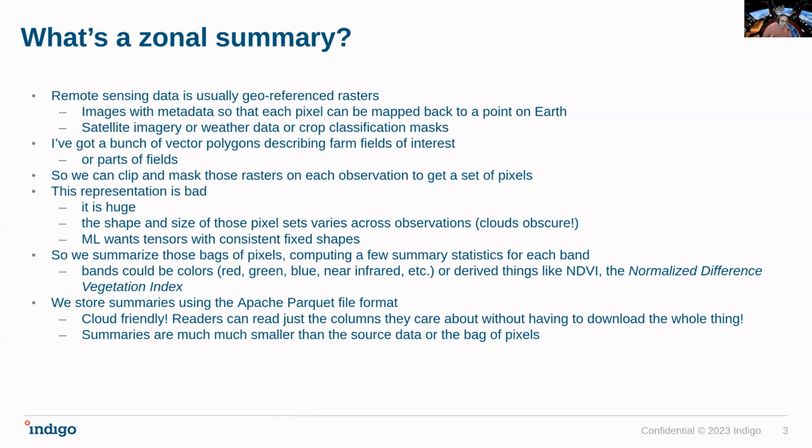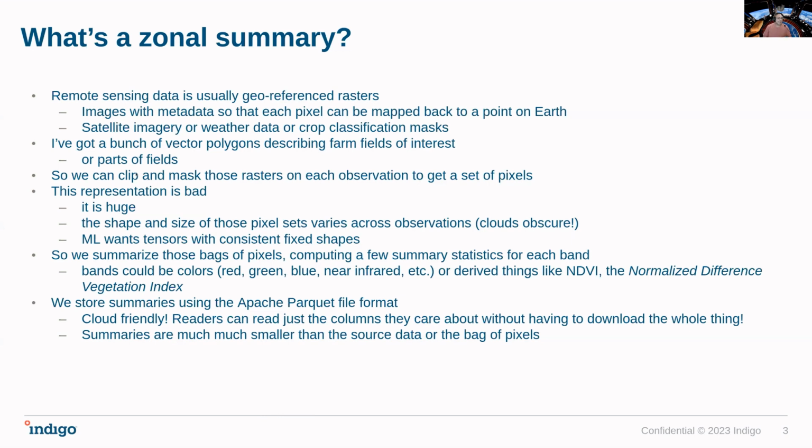So you can think about satellite imagery, optical or radar. You can think about weather data, like a map of precipitation. You can think about crop classification masks. That's the sort of thing we're dealing with. Typically, we've got a bunch of vector polygons on the surface of the earth that describe farm fields of interest or even parts of fields. And you can imagine taking your georeferenced rasters and just masking out the bits that match each of your vector polygons and extracting out a bag of pixels.